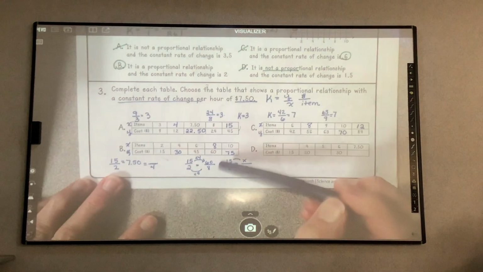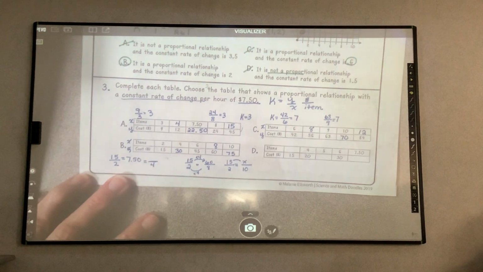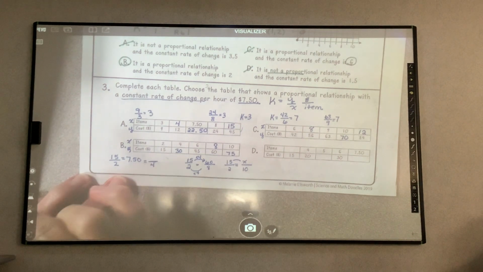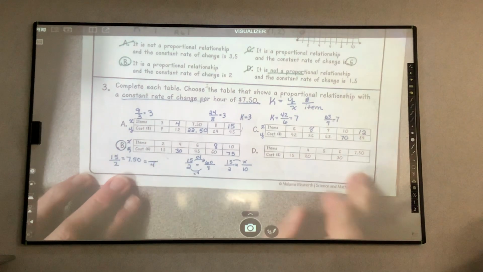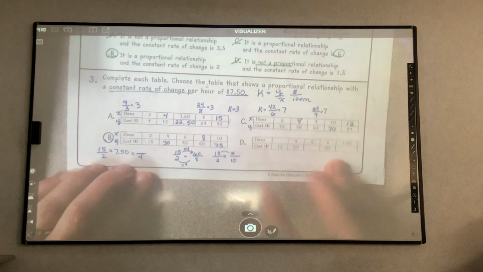So sometimes you don't want to go by the constant if it's a decimal. Sometimes you want to go by finding those equivalent ratios. But does B have the constant of 750? Yes. So that's my answer. So we're still going to continue and do the last one.